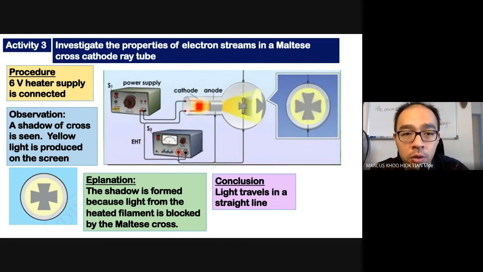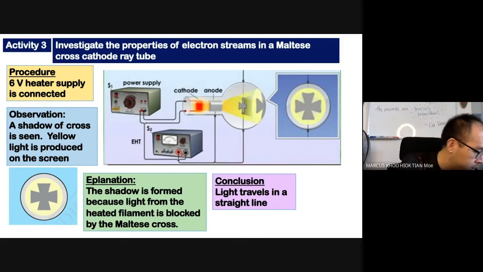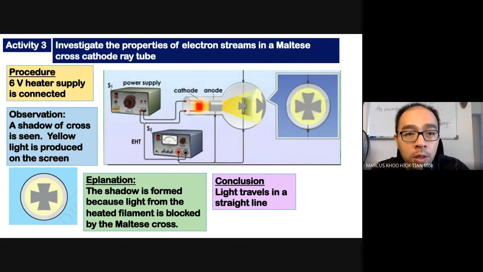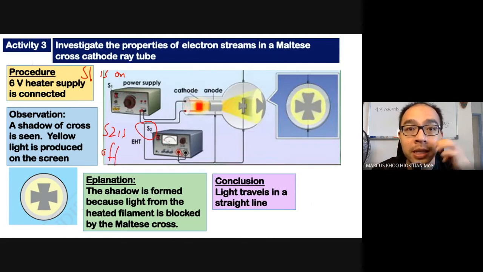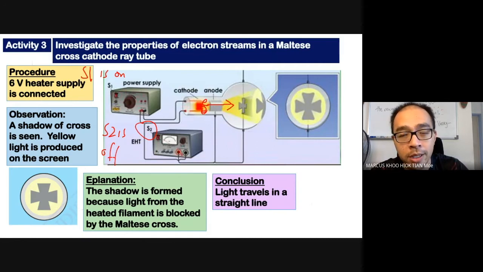So at this point, in procedure number 1, when you turn on S1, the 6-volt heater supply is connected, so only S1 is on. S2 is off, which means it is not accelerating. That means the electrons that are here are naturally going to be pulled towards the anode, but they are going to be pulled without an acceleration.